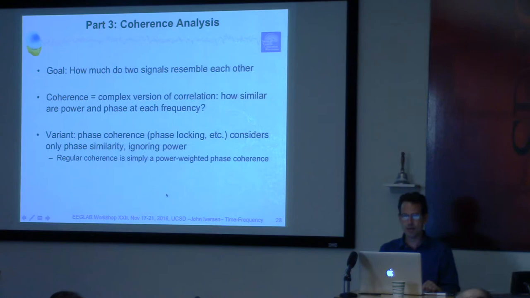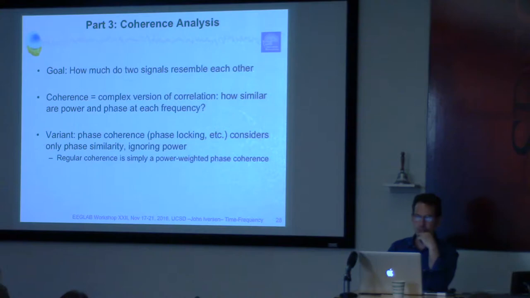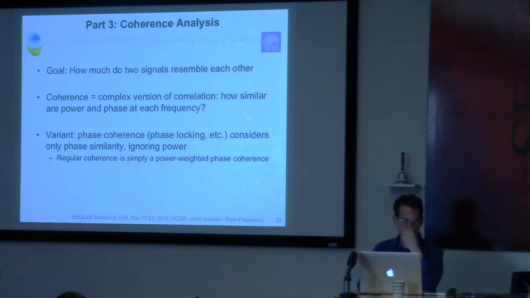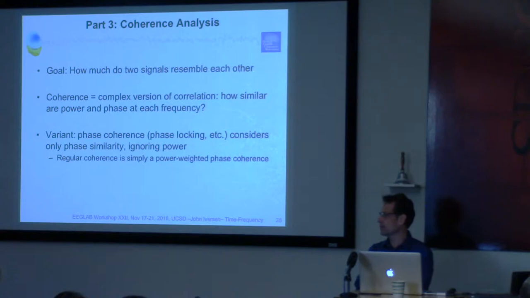Okay, so I mentioned that's the ERSP. Then we also have this concept of coherence. And in that plot, the vertical axis was ITC, or intertrial coherence. Many of you are familiar with this, but I'll just go through it in some detail. The goal of coherence is really to just answer the question, how much do two signals resemble one another? It's a simple concept. It's really just the complex version of correlation. So how similar are the power and phase at each frequency?